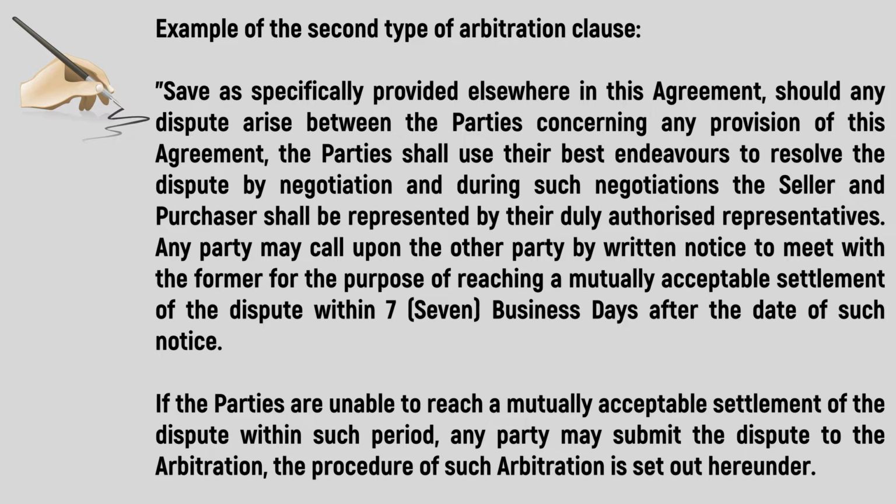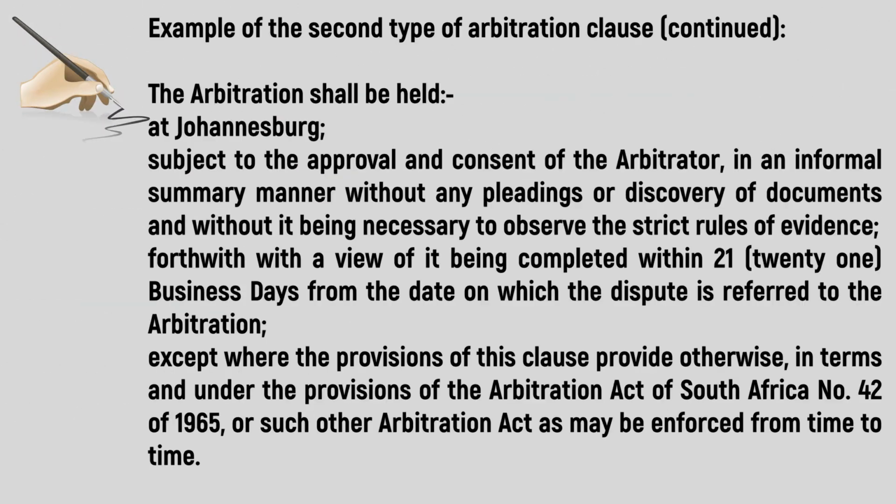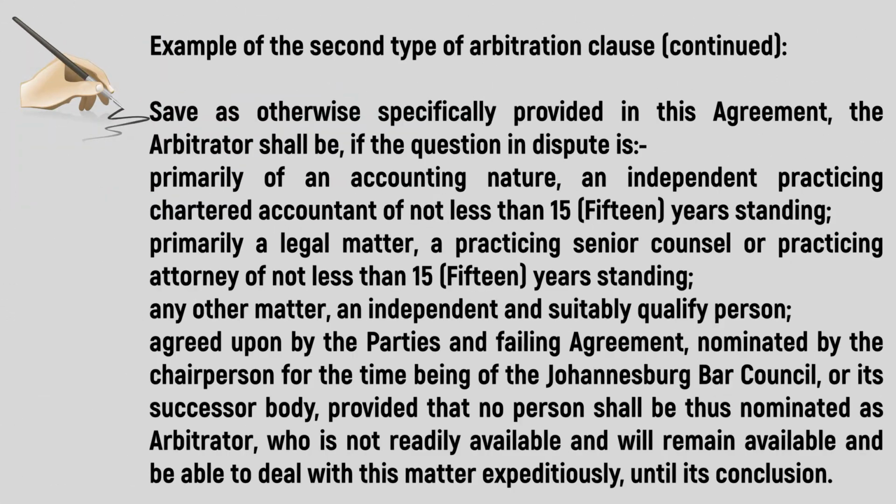The procedure of such arbitration is set out hereunder. The arbitration shall be held at Johannesburg, subject to the approval and consent of the arbitrator, in an informal, summary manner without any pleadings or discovery of documents, and without it being necessary to observe the strict rules of evidence. Forthwith, with a view to it being completed within 21 business days from the date on which the dispute is referred to arbitration, except where the provisions of this clause provide otherwise, in terms and under the provisions of the Arbitration Act of South Africa, number 42 of 1965, or such other arbitration act as may be enforced from time to time.